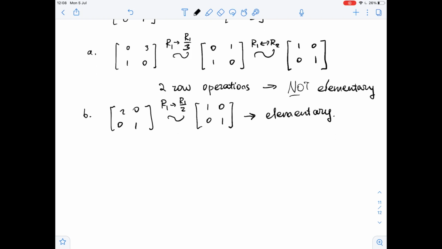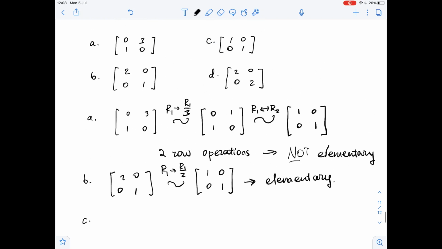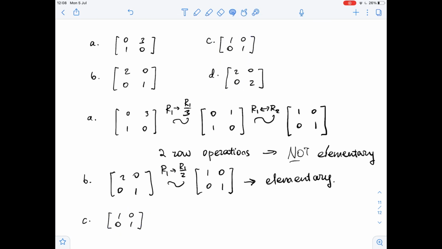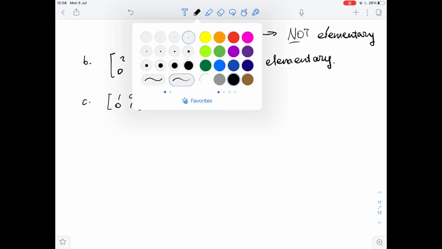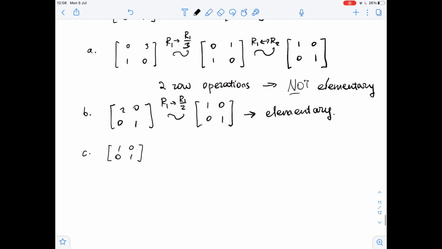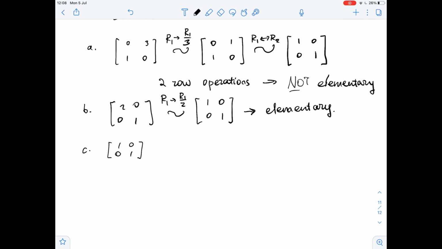Next, matrix C. Here matrix C is 1, 0, 0, 1. If you look at it, you will realize that this is an identity matrix. Identity matrices are sometimes seen as elementary matrices because obviously you can, for example, multiply row 1 by 1, and you will just have the same matrix, and you have performed the row operation and you got elementary identity matrix.